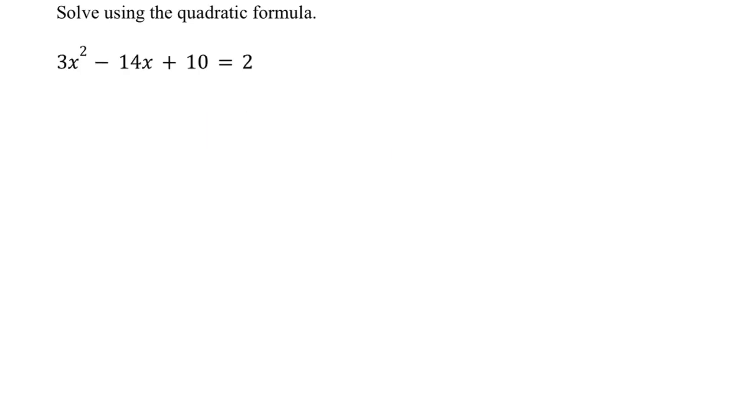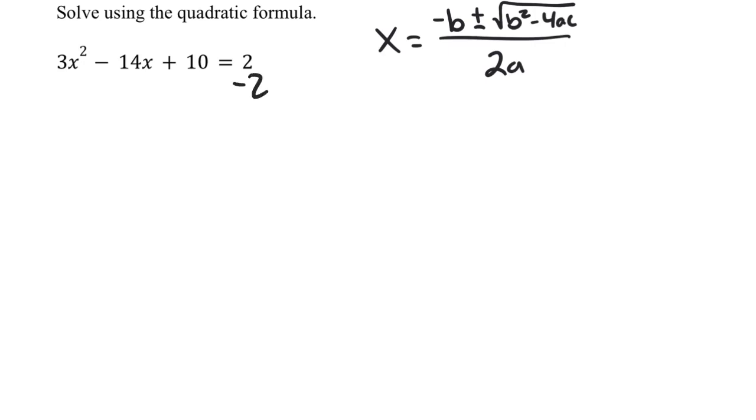Okay, on this one we'll use the quadratic formula, which tells us that x will equal negative b plus and minus the square root of b squared minus 4ac, and it's all over 2a. So first thing I gotta do is figure out what a, b, and c is. Well, to do that, I have to also set equal to 0.